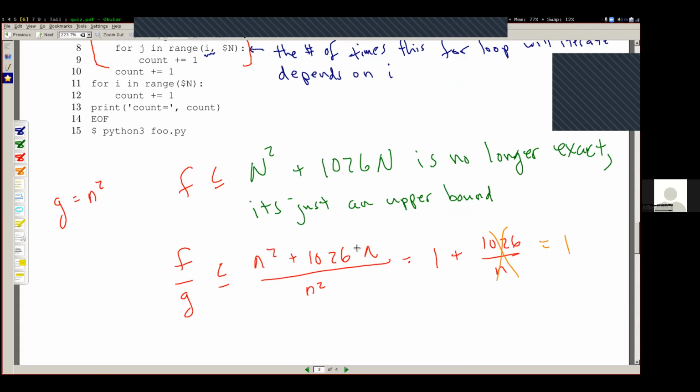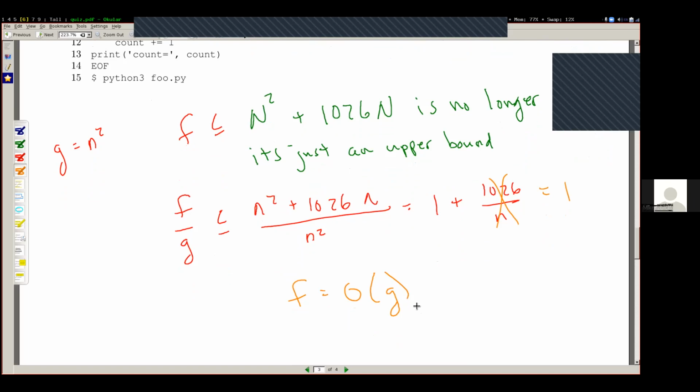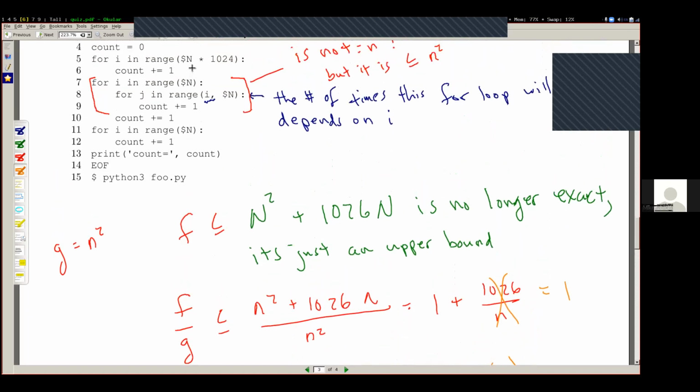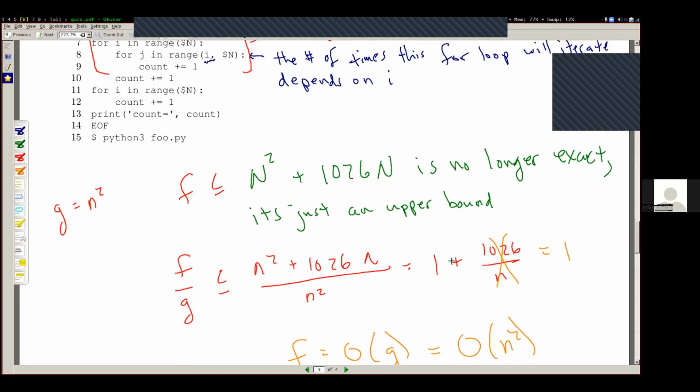I don't have a lower bound yet, so I can't talk about the omega. I can't talk about the theta. All I can do is talk about the big O notation of this. And in this case, because it's less than infinity, we can say that f equals O of g. So this expression right here is O of n squared. But we can't yet say anything about guaranteeing that it will take that much time. All we can say is that it might take up to this much time.